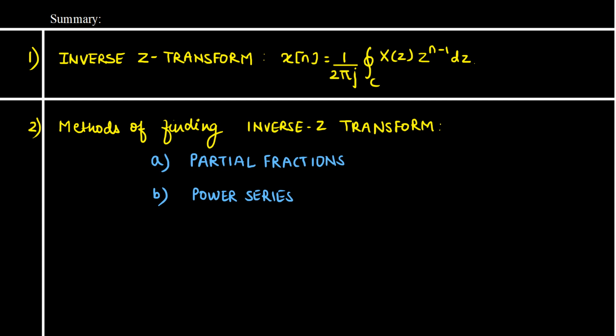We have seen that the inverse z transform equation is given as x of n is equal to 1 upon 2 pi j integral over a contour c x of z into z to the power n minus 1 dz. And there are various methods of finding this inverse z transform by mere observation, and in this course we will look at two such methods. The first one is the partial fractions and second one is by the power series.